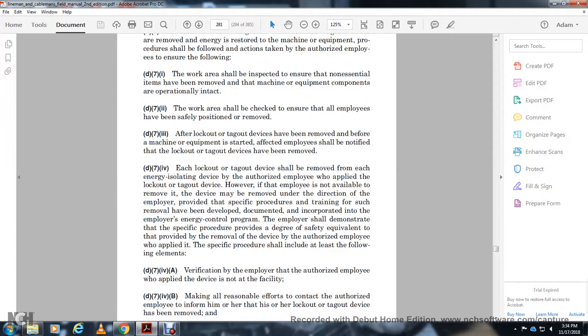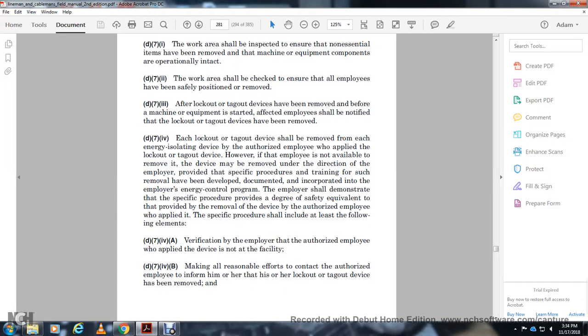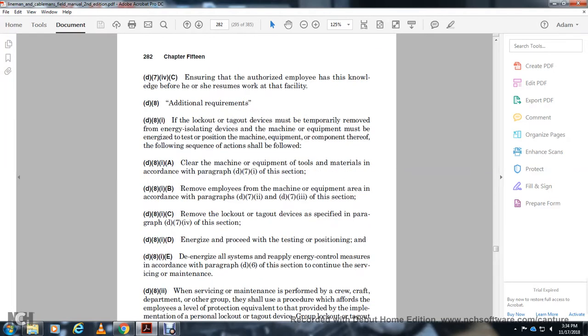Making all reasonable efforts to contact the authorized employee to inform him or her that the lockout device has been removed, and ensuring the authorized employee has this knowledge before he or she resumes work at the facility.